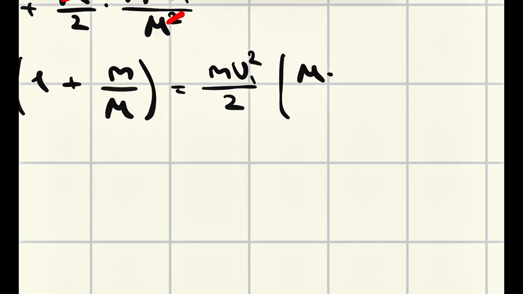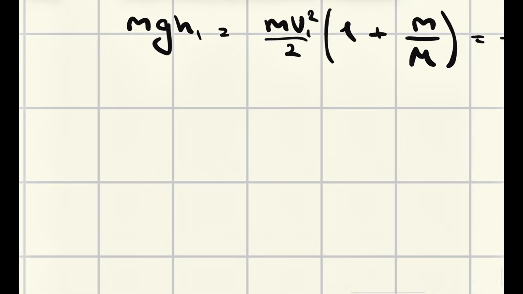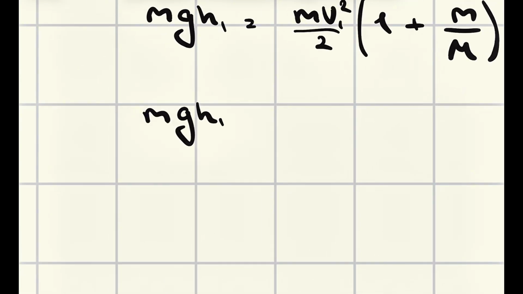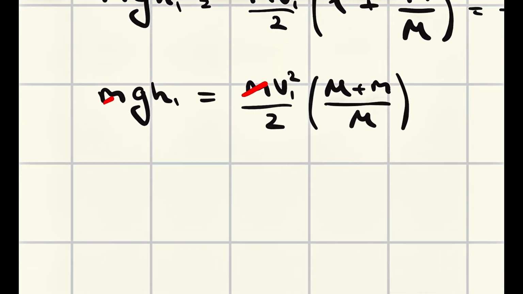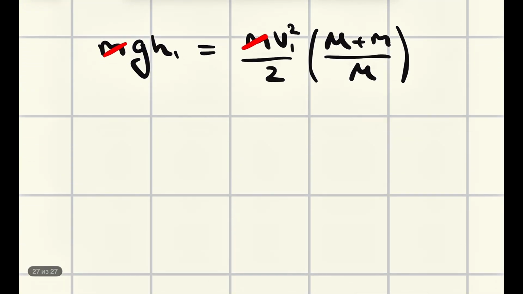This thing has to be m plus m divided by M. Okay, good. And right now you can see this thing. I hope mgh1 equals mv1 squared divided by 2, and here we have m plus m divided by large M. This thing would cancel out, m and m, and let's give some meaning to v1, maybe, just maybe.